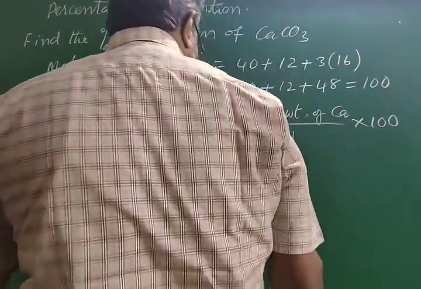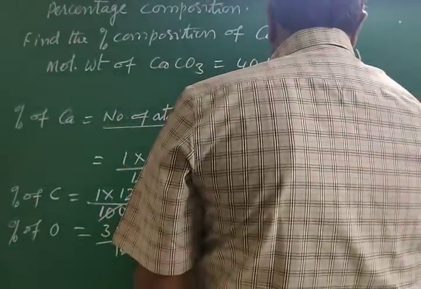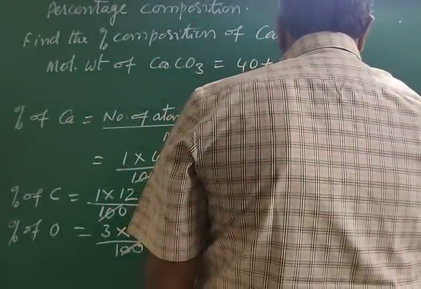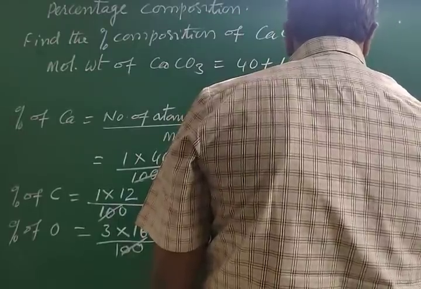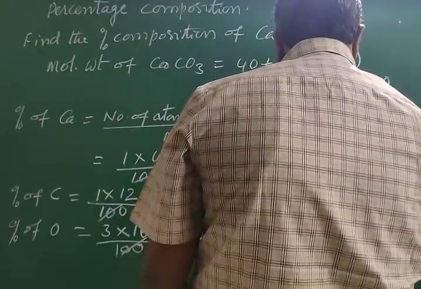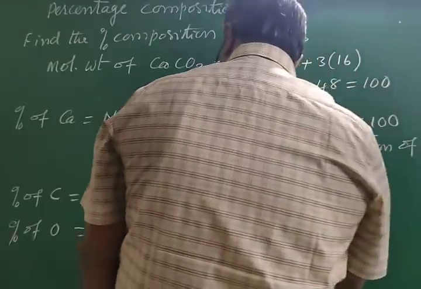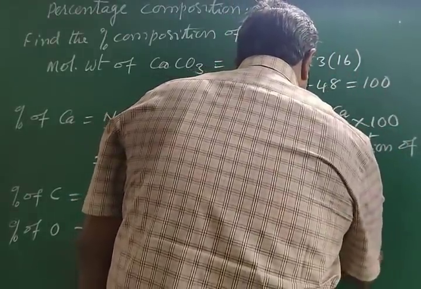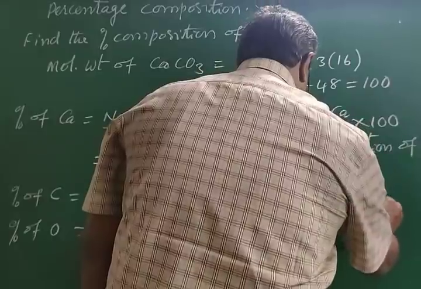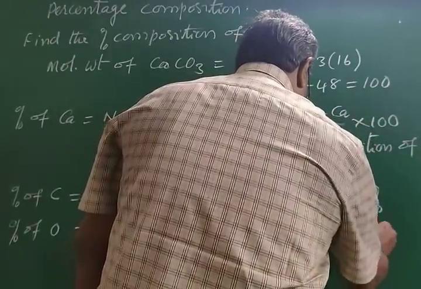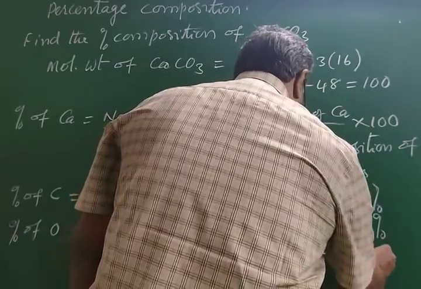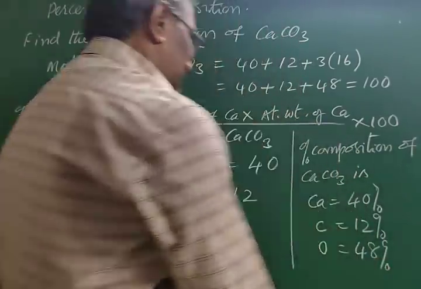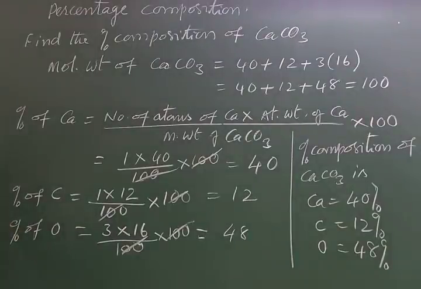So what is the percentage composition? Percentage composition of calcium carbonate is, calcium is equal to 40%, carbon is equal to 12%, and oxygen is equal to 48%. That is the percentage composition.